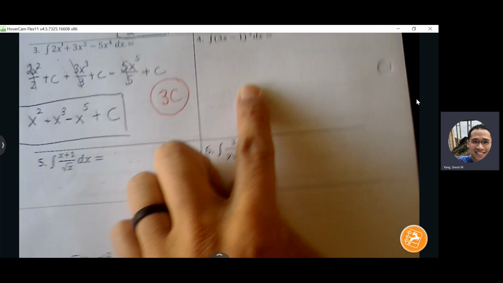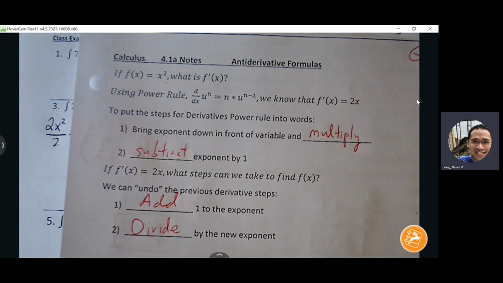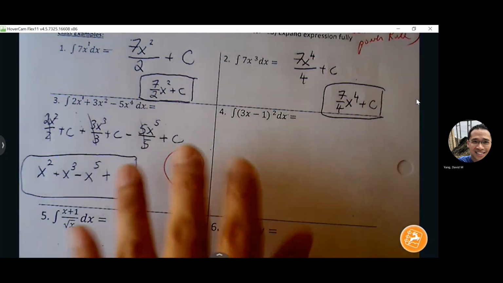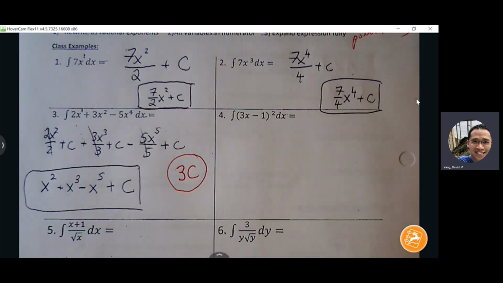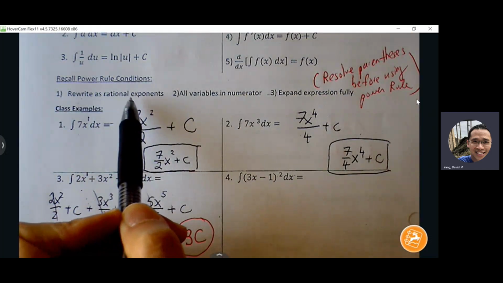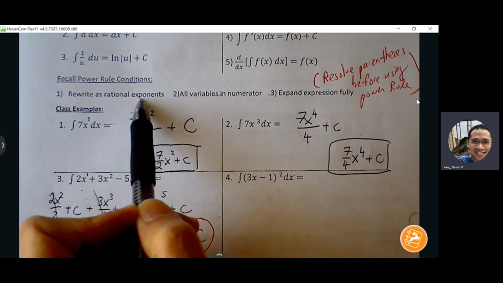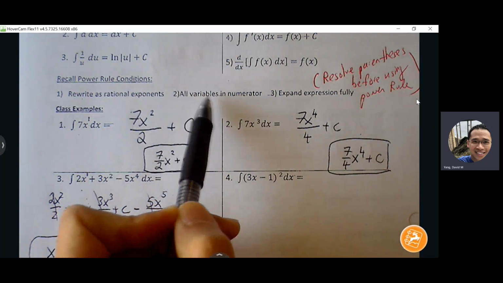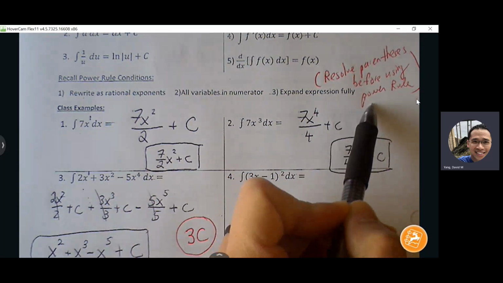Okay, so number 4, this is on the back of your 4.1A handout. Number 4, if I want to go through power rule, we have to remember the restrictions that come with power rule. The restrictions are that if I see any radicals, I have to rewrite as rational exponents. So if I see square root of x, I got to make it x to the 1/2. If I see any variable in the denominator, I have to push it to the numerator. And I have to resolve parentheses before I do power rule.